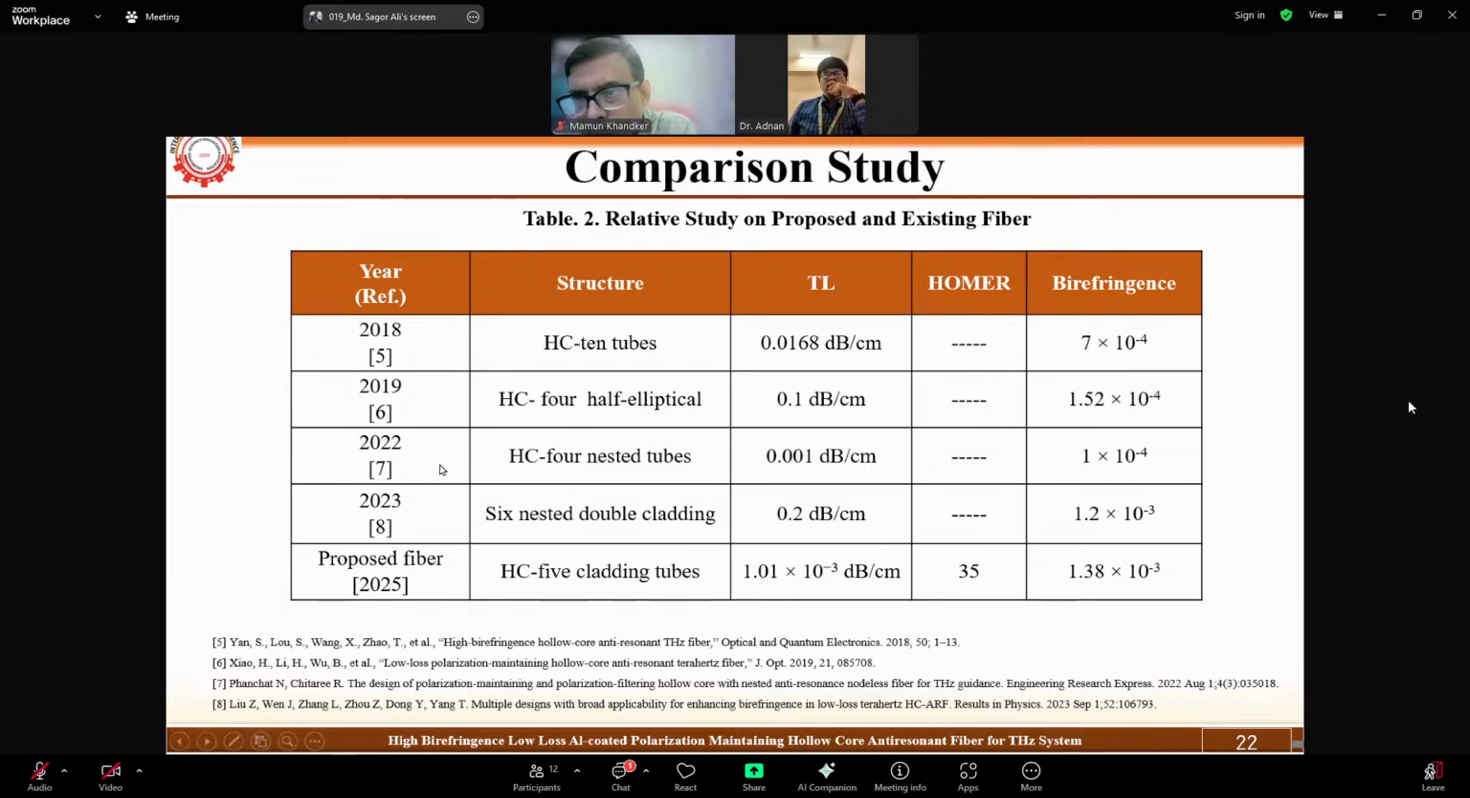In 2019, HC4 half elliptical, and in this paper 0.1 dB per centimeter, and there is no HOMER, and the birefringence value is 1.52 × 10^-4.